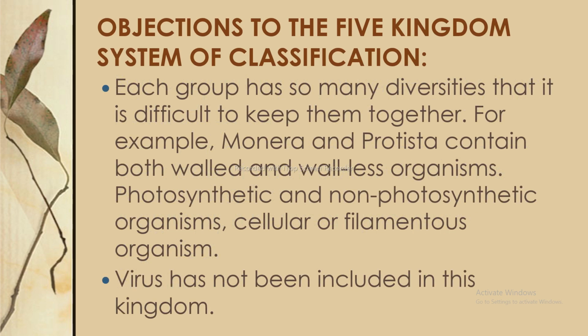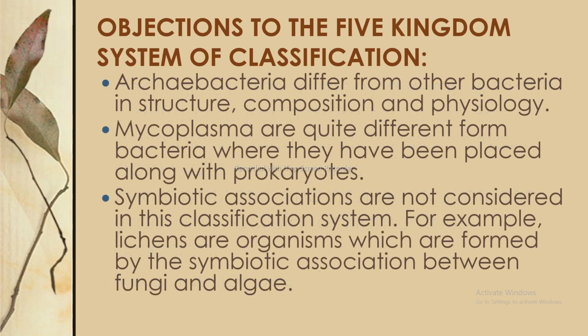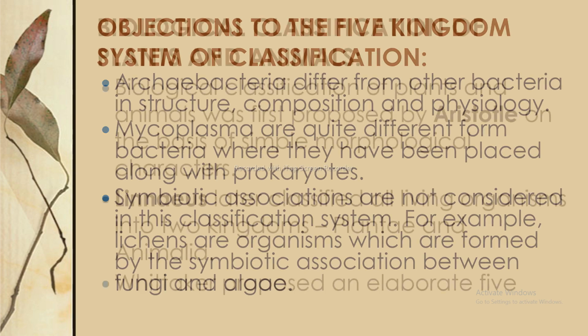For example, Monera and Protista contain both walled and wall-less organisms, photosynthetic and non-photosynthetic organisms, cellular or filamentous organisms. Viruses have not been included in this system. Archaebacteria differ from other bacteria in structure, composition and physiology. Mycoplasma are quite different from bacteria, yet they have been placed along with prokaryotes. Symbiotic associations are not considered in this classification system. For example, lichens are organisms formed by the symbiotic association between fungi and algae.